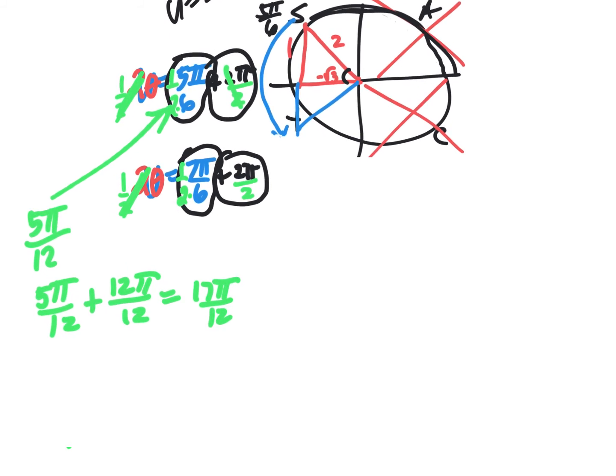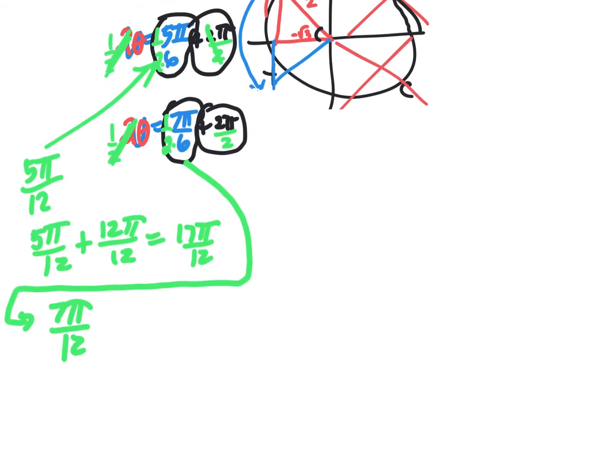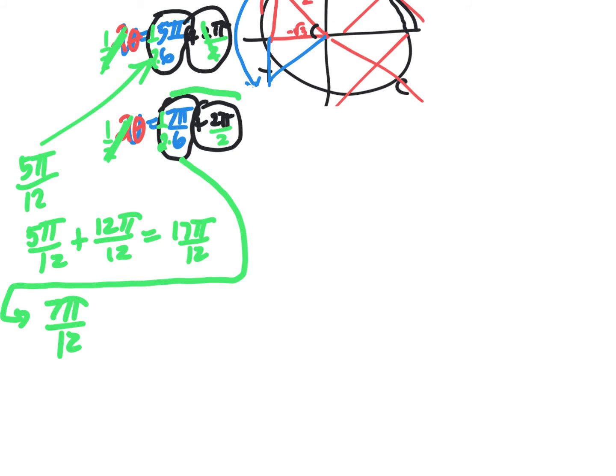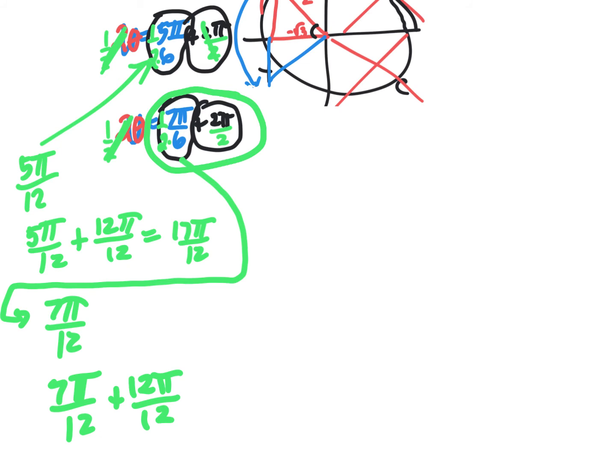Next answer, this one. And that was 7 pi over 12. And then my last answer, all of that, 7 pi over 12 plus 2 pi over 2. But that really should be 12 pi over 12, because I'm just trying to add pi to it, bringing me to a total of 19 pi over 12.